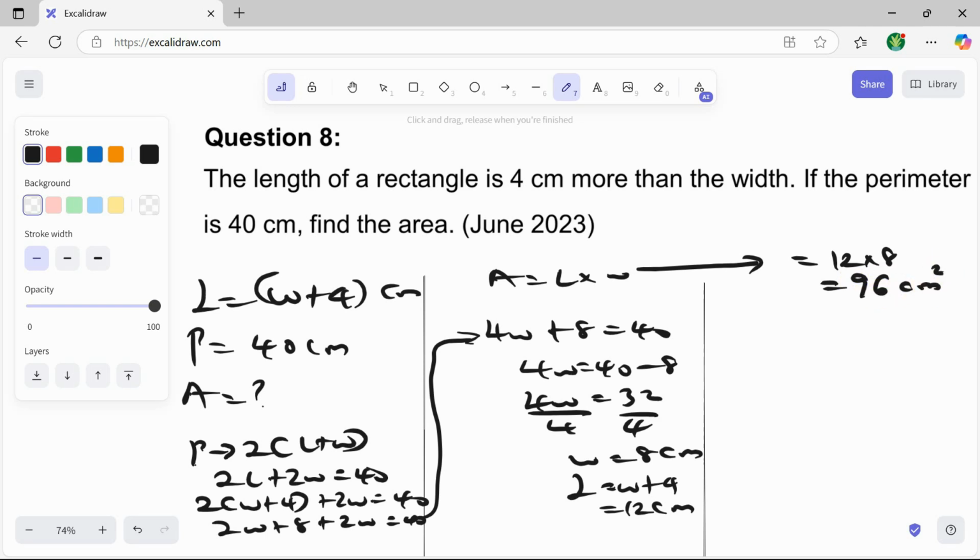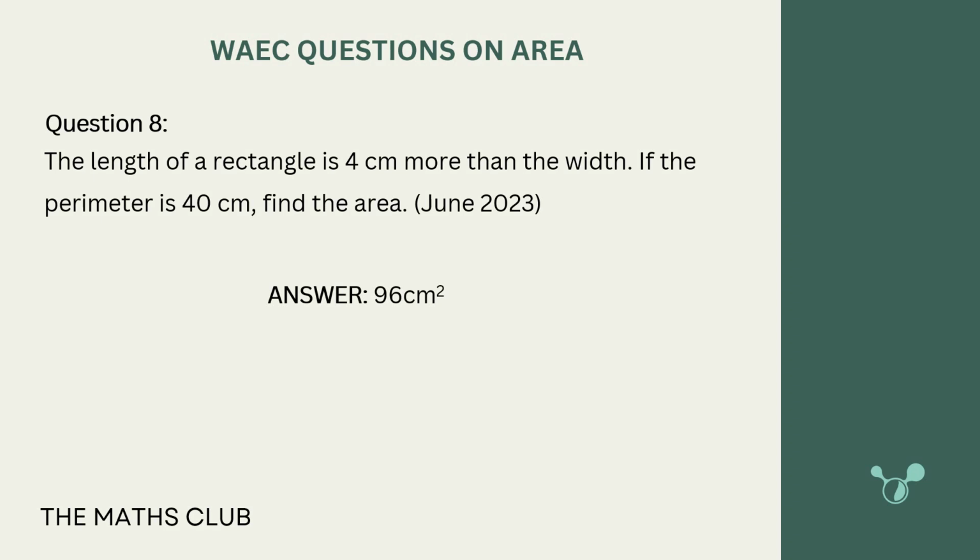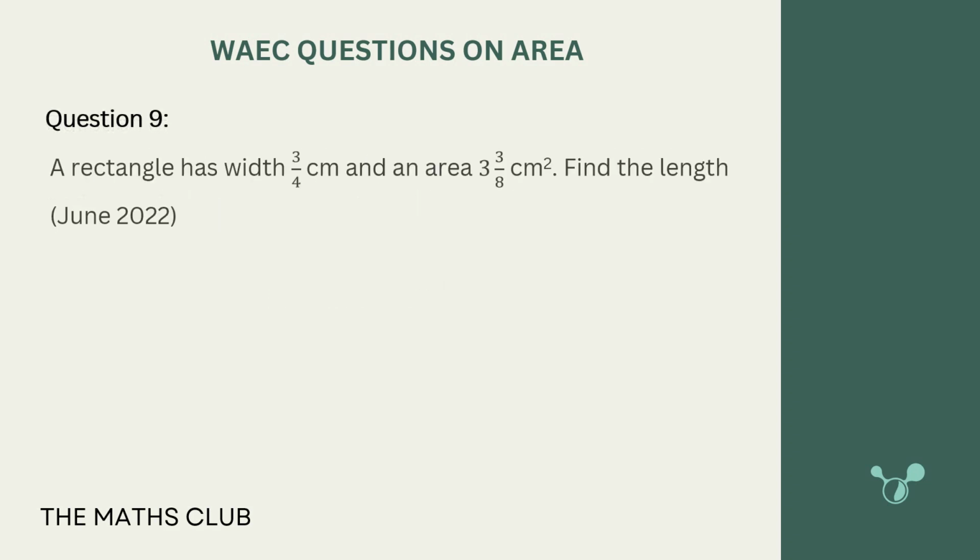Let's see if we got it right. Great. Question now says that a rectangle has width 3/4 centimeters and the area is 3/8 centimeters squared. Find the length. I'm sure there's something you can do in a jiffy, but let's solve it together.